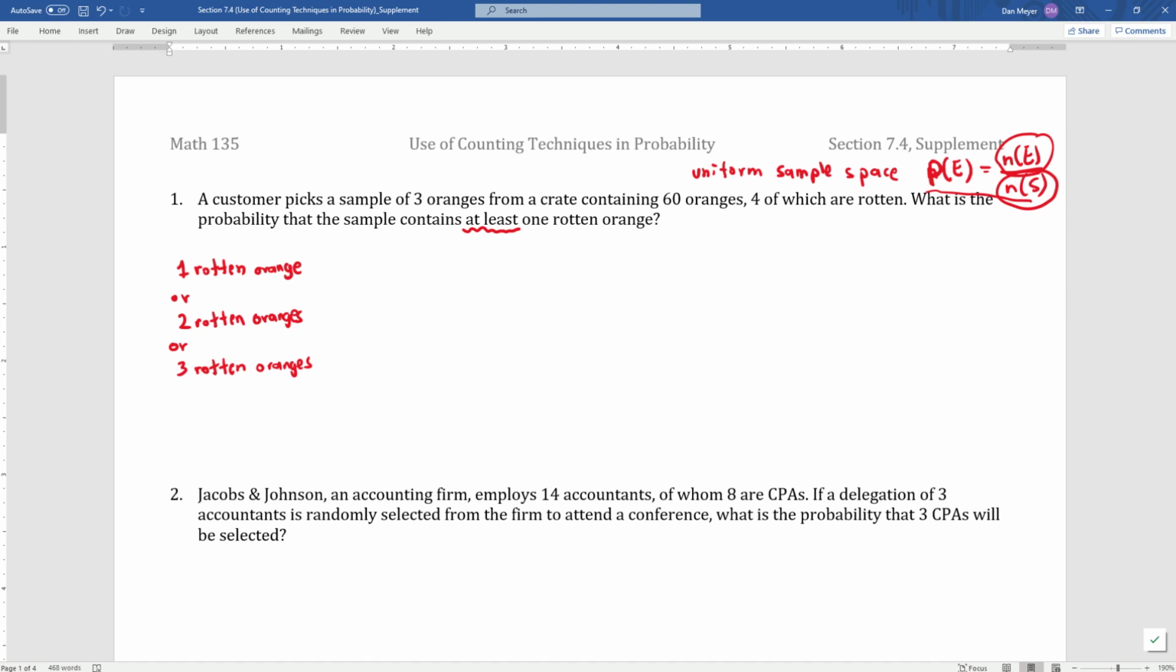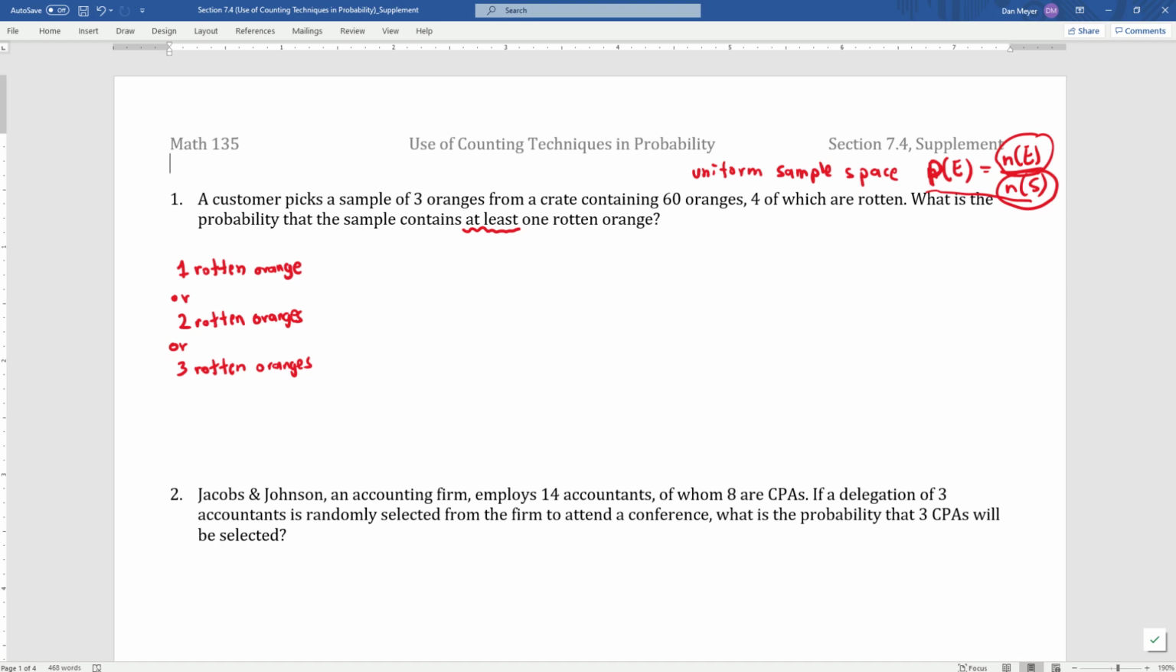And so the fact that we have 3 different oranges, we're not picking the same orange twice. There's no repetition. We have a selection set of 60 oranges, and we're not going to pick the same orange twice. This is going to end up being a combination problem. No repetition. The order doesn't matter. This is going to be a combination problem.